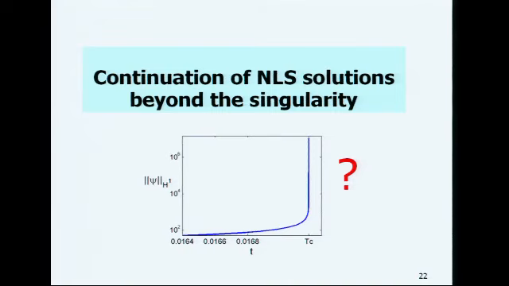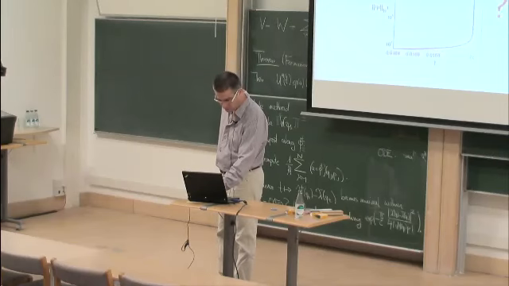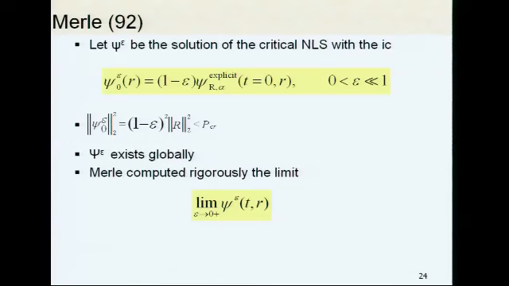Okay, let's go back to the goal of this talk: continuation of solutions beyond the singularity. In 1992, Merle presented a beautiful paper on a continuation, and his idea was as follows. He took this explicit blow-up solution at t equals 0 and multiplied it by 1 minus epsilon. So the power of this initial condition is below critical, so it exists globally. And then he computed the limit as epsilon goes to 0 plus of this psi epsilon.